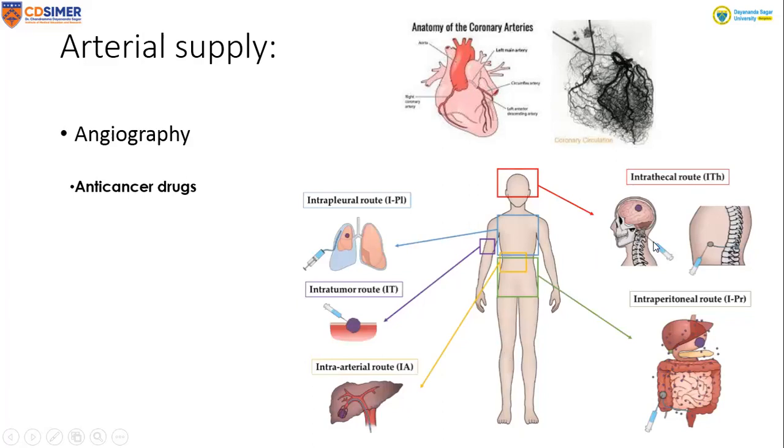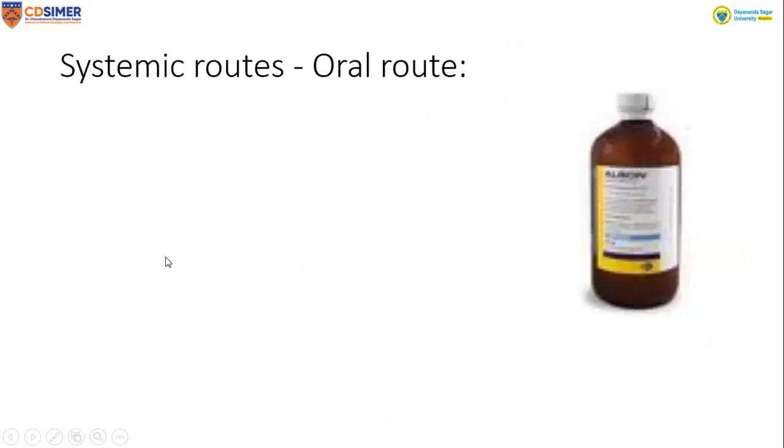And then intrathecal, where you are reaching the base of the brain and also some of the spinal cord. You can see here some of the GIT areas, the intraperitoneal route. So we can reach all these places. These are cavities that are difficult to reach, but still we can use some of these techniques for reaching those areas. In the next class, I'm going to discuss systemic routes of administration.